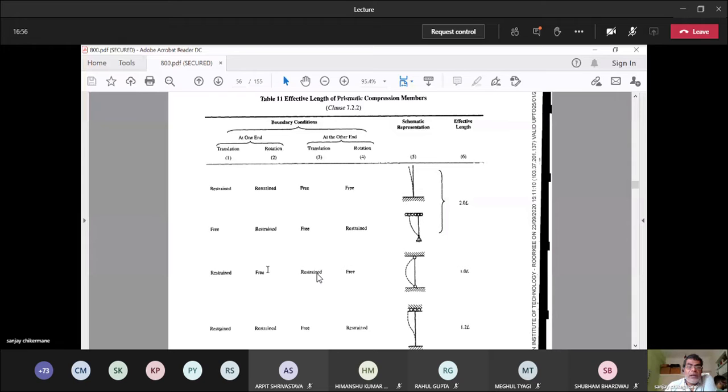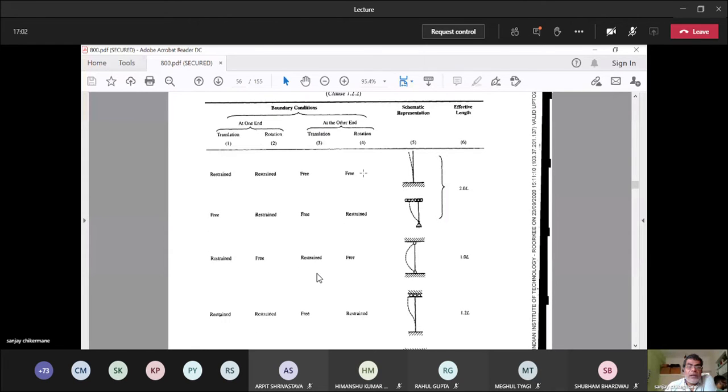Table 11, if you look at the code and look at the effective length, this is where this end is restrained and this end is free. Okay? This is where this is a pin joint and this is a sliding roller, where your translation is possible, but the joint is fixed. So what does this mean? Where will you see this?